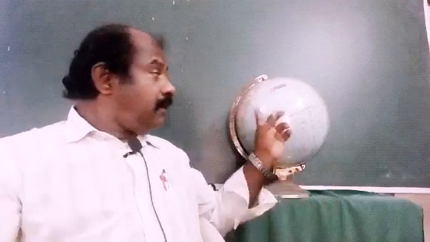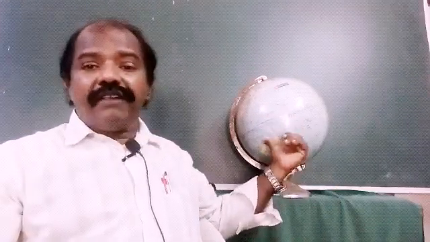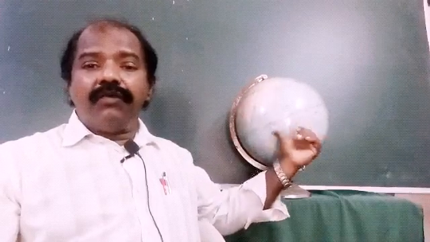When the earth rotates, what happens? The area in the light will go to darkness and the area in the darkness will come to light. Like that, nights and days occur. Now, what are the effects of revolution? When the earth moves around the sun, what effect will be there? One is called seasons. Seasons occur because of revolution of the earth.